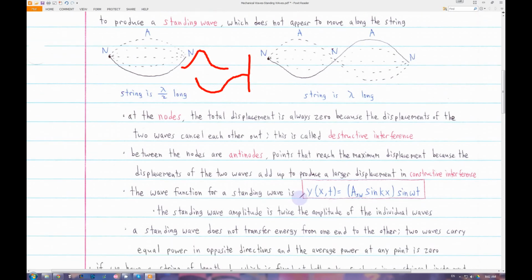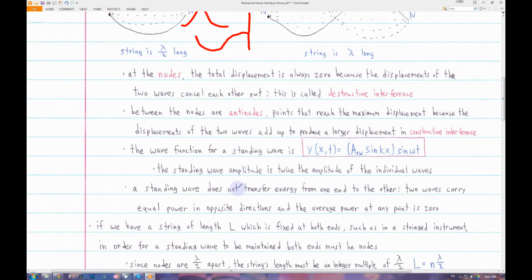So we can find a function for the standing wave. So this equation gives the displacement from equilibrium of any point along the standing wave. And the amplitude of a standing wave will be twice the amplitude of the individual waves. And that's because the amplitude is at the antinodes where we have that constructive interference. Remember, the two waves add their amplitudes together.